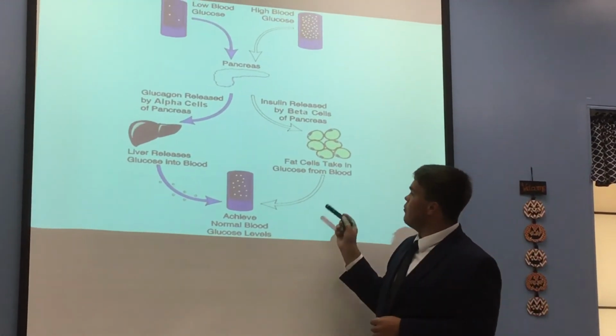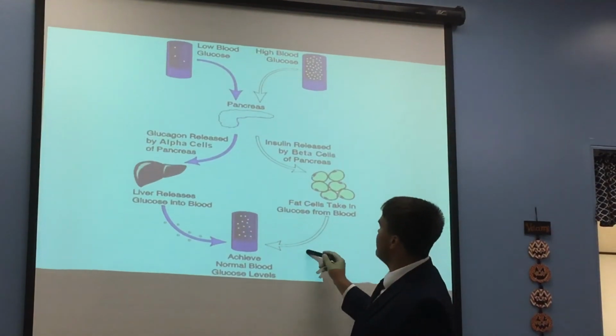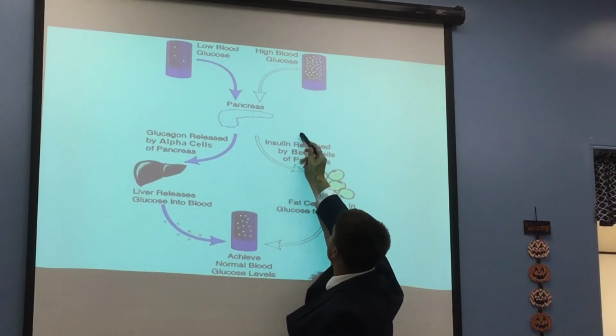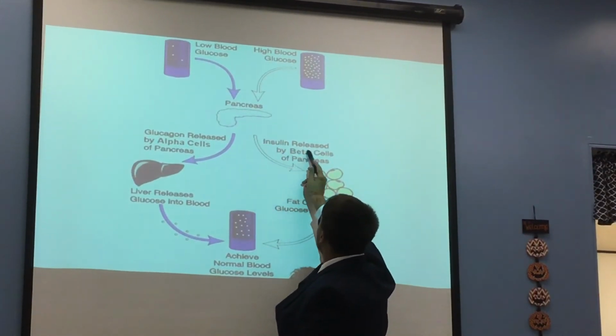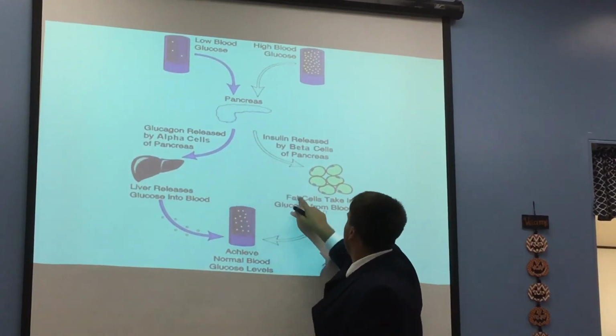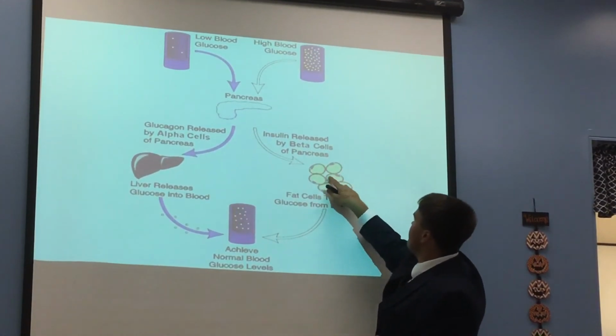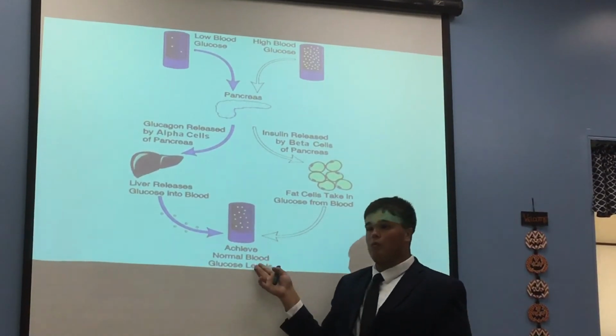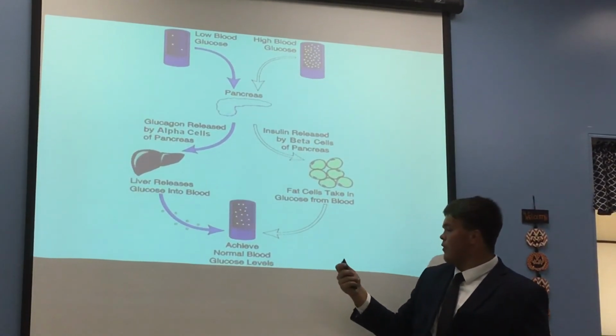So in normal insulin production, you have high sugar, and the insulin is released by the beta cells of the pancreas. The fat cells take the glucose from the blood, and you have a normal blood level.